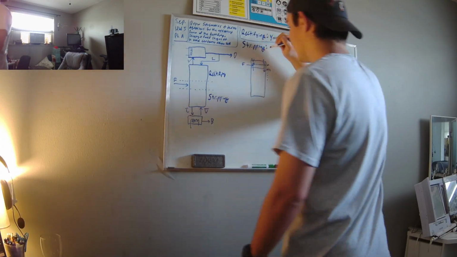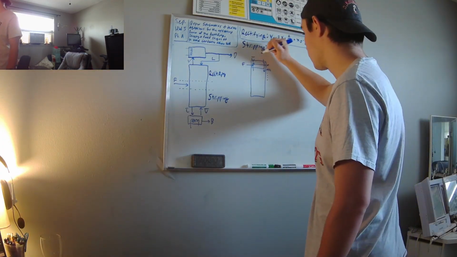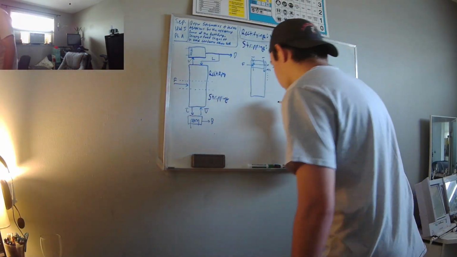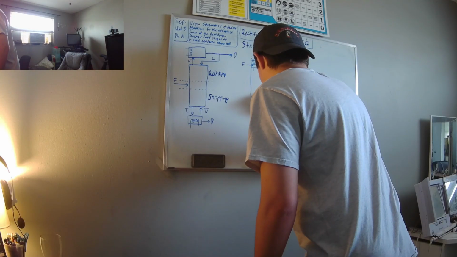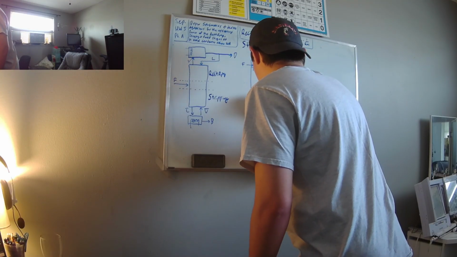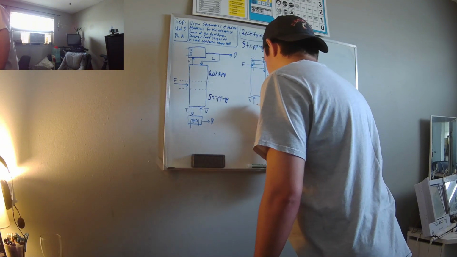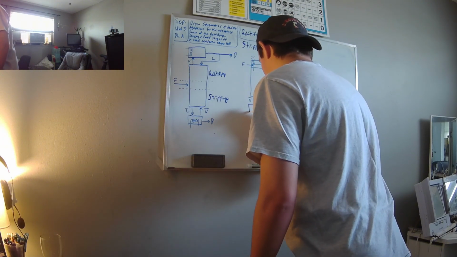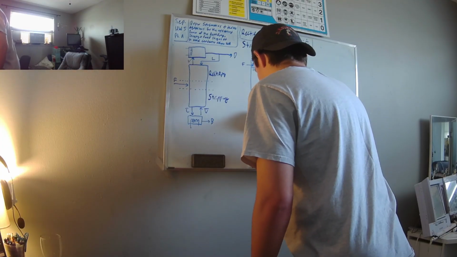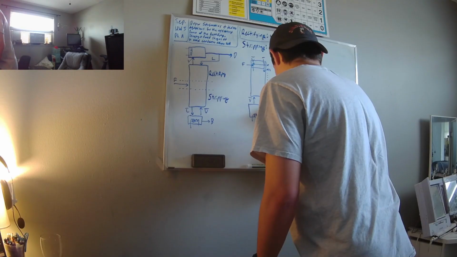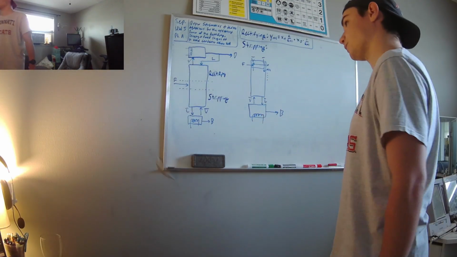But now we're looking at the stripping section. We're going to call this V bar and L bar. And then going down to the bottom of our stripping section, we've still got our L bar and V bar boiling up from our reboiler this time. And then, of course, you've got our bottom slope.